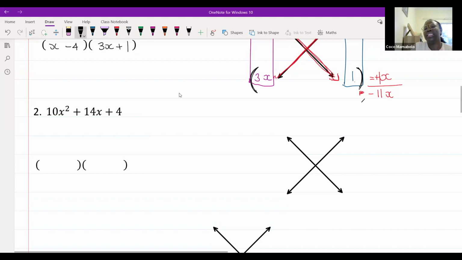Correct. So I'm going to go with Abu's suggestion here. It's a very good one. I'm going to first take out a common factor of 2. So I'm going to take 2 out as a common factor. And if I do that, I'm going to end up with 5x squared plus 7x plus 2.